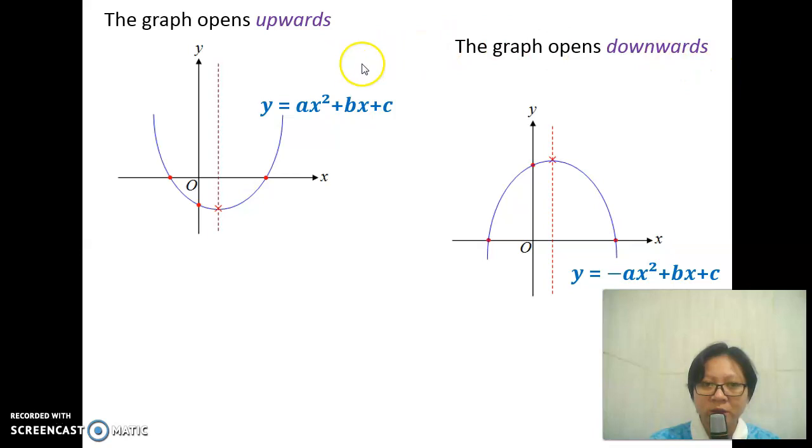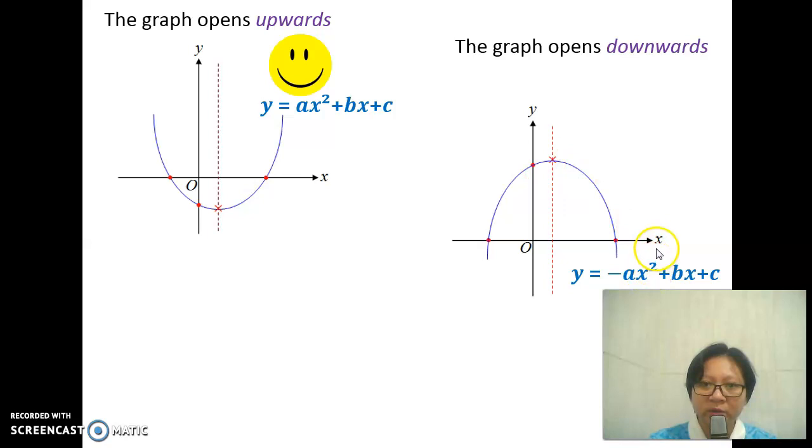So you can tell that the quadratic equation has a graph that opens upward just by looking at the coefficient of the x squared here. If the coefficient of the x squared is positive, then the graph opens upwards, just like when you smile, the shape of the mouth here looks like the shape of the parabola here.